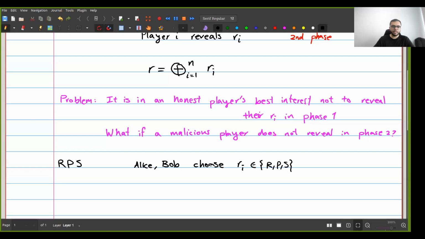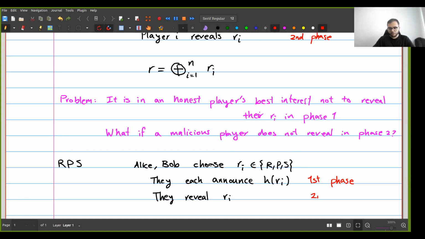Okay. But again, if you look at it in the first phase, where they announce the hash, so they each announce the hash of their value. This is our phase one. In this phase, actually, none of the players wants the other player to know their hash, right? So the only real problem we have is that in the second phase, they might not want to reveal. So in the second phase, they reveal the value of Ri. And it's very similar to the case of RNG.